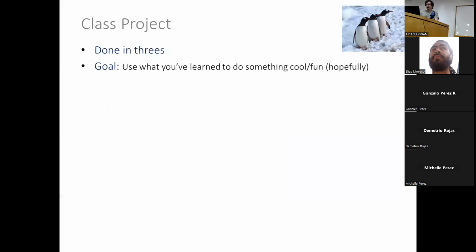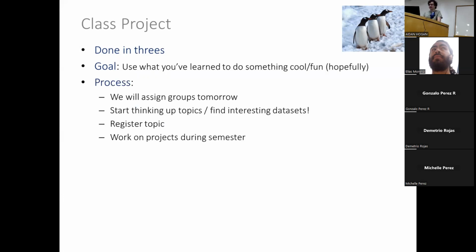So the class project is done in groups of 3. The goal is to use something you've learned in this course and apply it to a data set or a problem of your own choosing. There's going to be less guidance, and the idea is you get a bit more confidence and experience applying what you've learned here to a different scenario where there isn't a detailed enunciado. So you can see that you can apply these things to different types of scenarios.